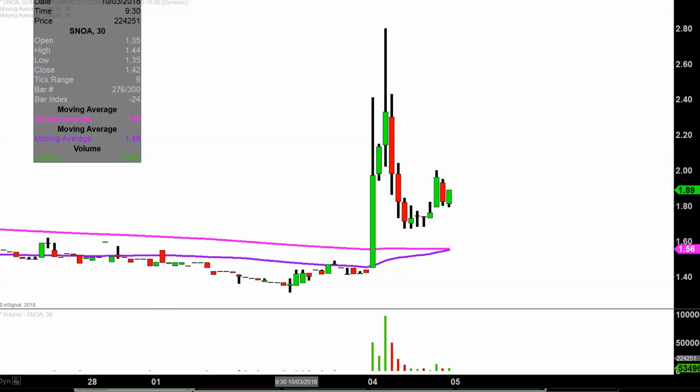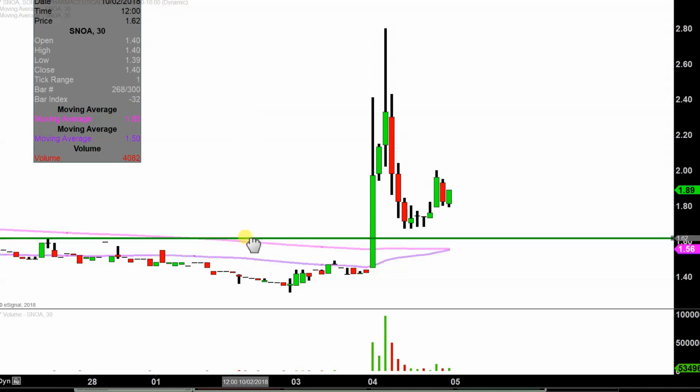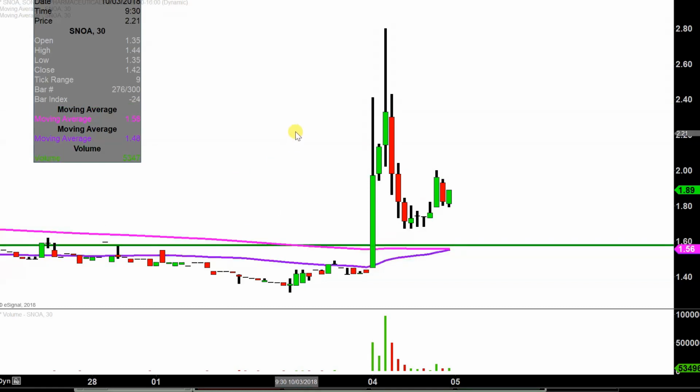So what I want to do is just focus on a single level, and by focusing on this level, hopefully we can kind of cut through things and figure out whether or not this chart is actually bullish or bearish. And that level is down here at $1.60. Why is $1.60 important? Well, I'm not saying this will happen. Let's look at a couple different scenarios.